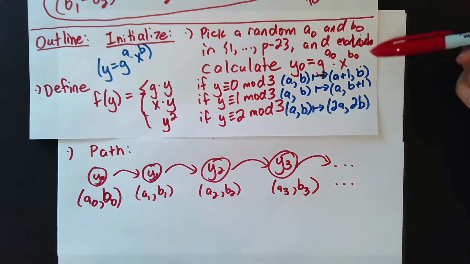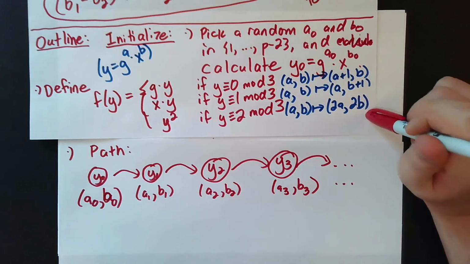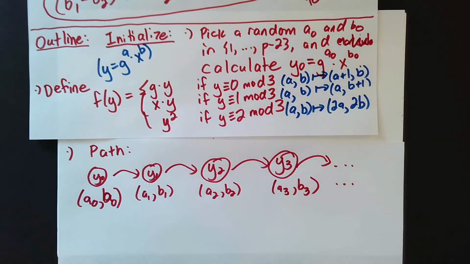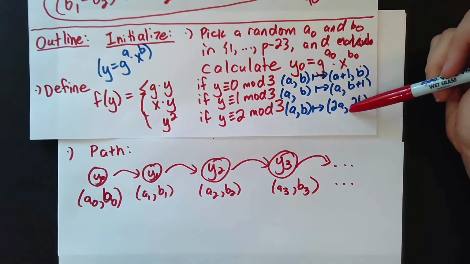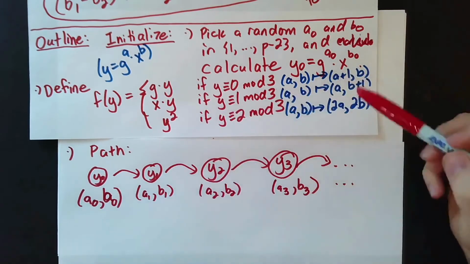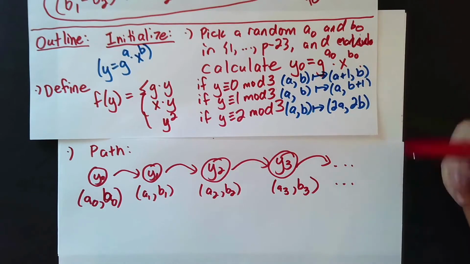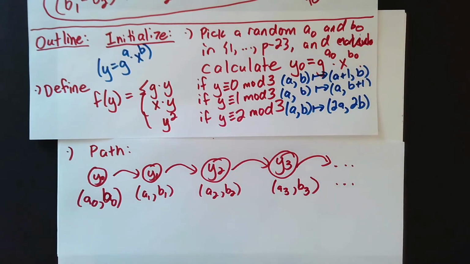Again, the only supported operations are add 1 to a, add 1 to b, and double a and b. Just in case you're concerned, remember that a and b can both be thought of as living mod p minus 1. And so this doubling is never going to result in some ridiculously huge number as long as you remember to reflect that in your code.